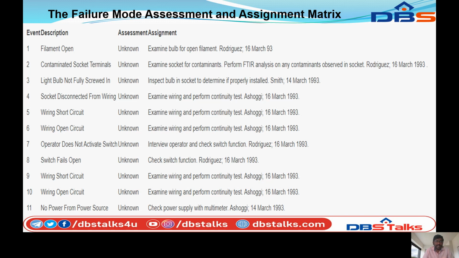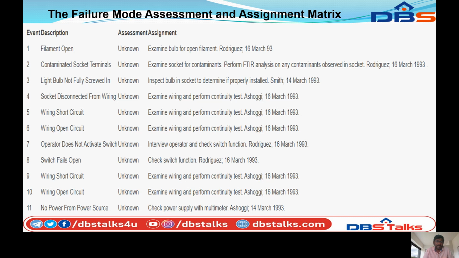So next event is 6. The description is wiring open circuit. The assessment is unknown. The assignment is to examine wiring and perform continuity test. This was developed by Ashhoji in the year 16th March 1993.